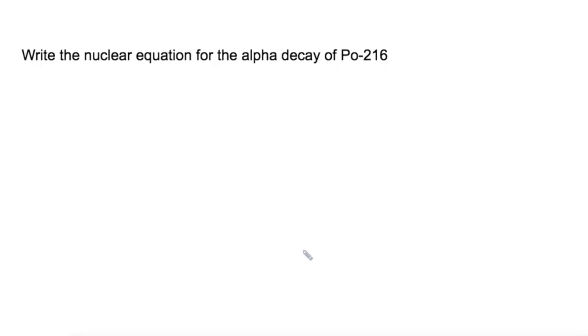When we mention decay in a problem, we know that the particle is being given off in the products. On the other hand, capture means that the particle is being added to the reactants. So we know that alpha decay means that the alpha particle is being given off in the products. So let's start writing what we know. We know it's going to be a reaction, so we have this arrow. And we know that an alpha particle is given off in the products, so we have 4 over 2 helium.